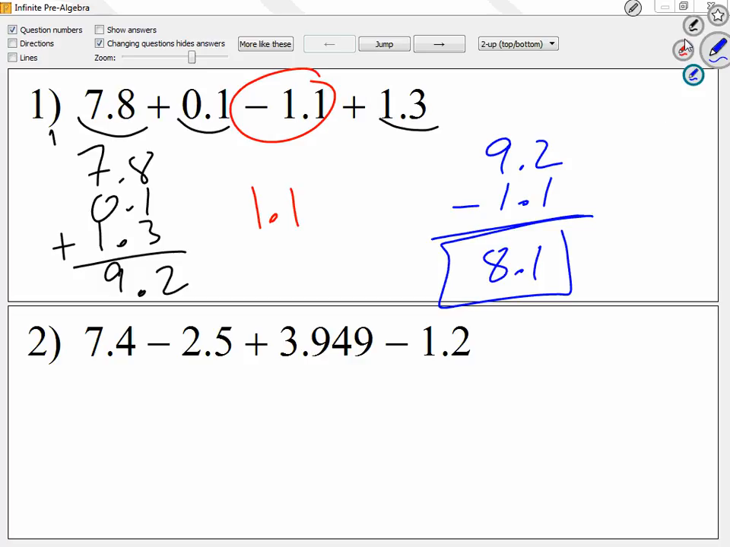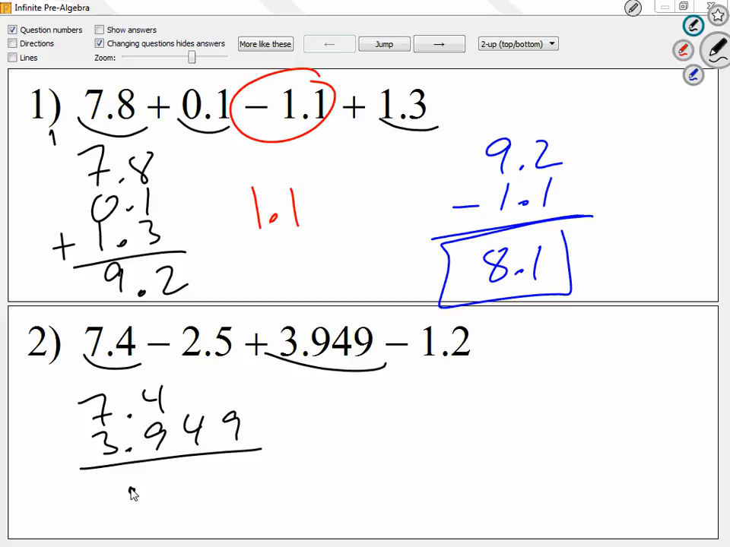Looking at question number 2, positives only, I have 2 of them. 7.4 and 3.949. Remember, line up the decimal point. If you want them to be the same length, you can always add zeros. On the far right, 0 plus 9 is 9, 0 plus 4 is 4, 4 plus 9 is 13, so carry the 1. 1 plus 7 plus 3 is 11.